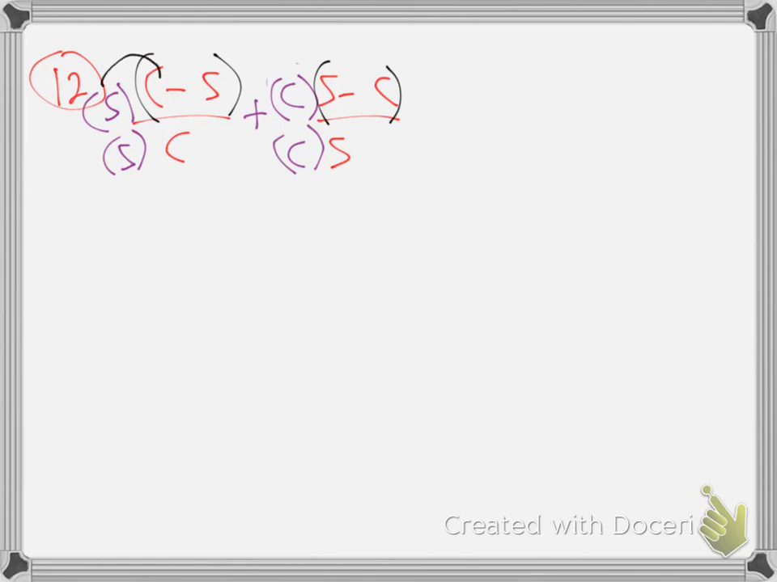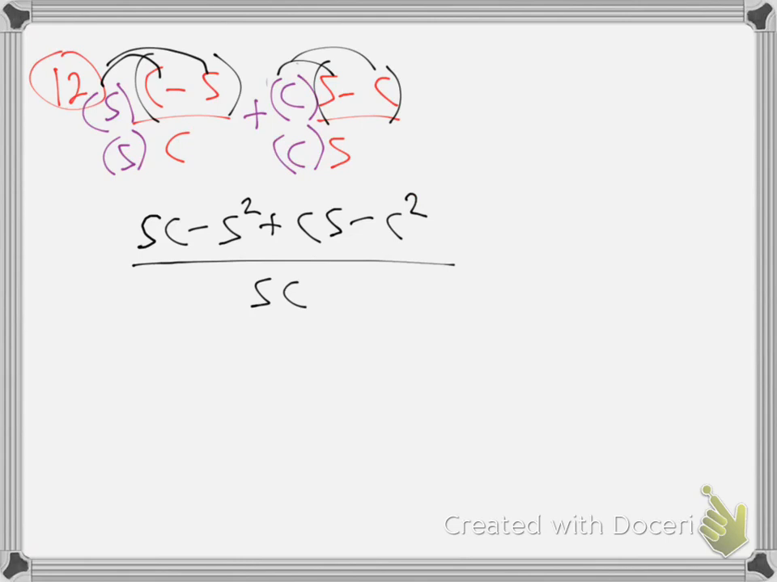Okay, so what's that going to do? It's going to distribute on the top. We'll get SC minus S squared, boom, boom, plus CS minus C squared over SC. I can just make them one big fraction now because their denominators are the same, right? Everybody good there? Is that good? Questions I can answer so far?